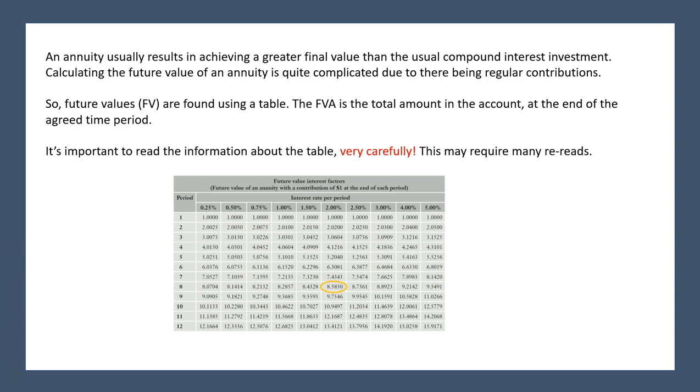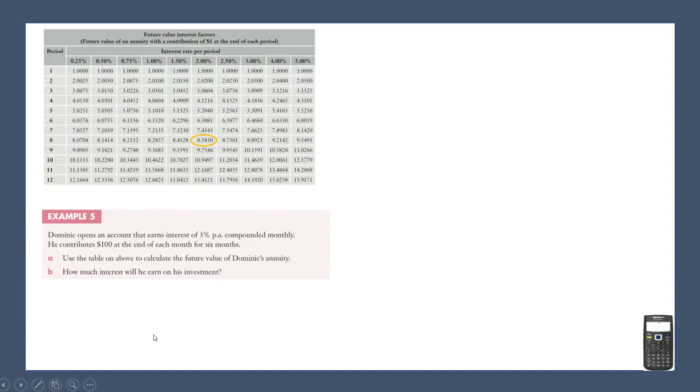So you can see that 8.5830 has been circled. What would we know about that number? What we know is that $1 turns into $8.58 when the interest rate for the period is 2% and $1 is left there for 8 periods. Let's have a look at this example based on that table.